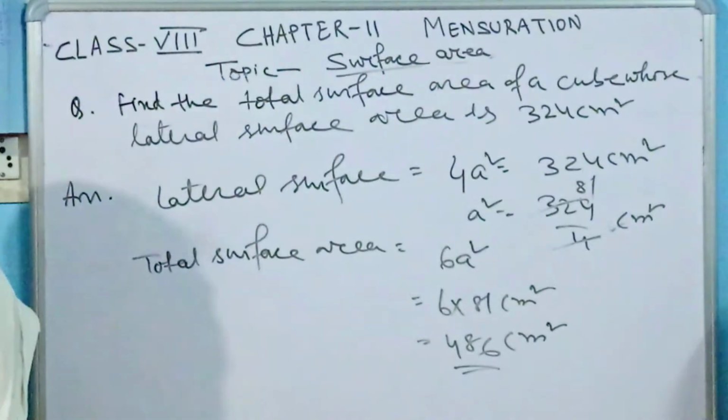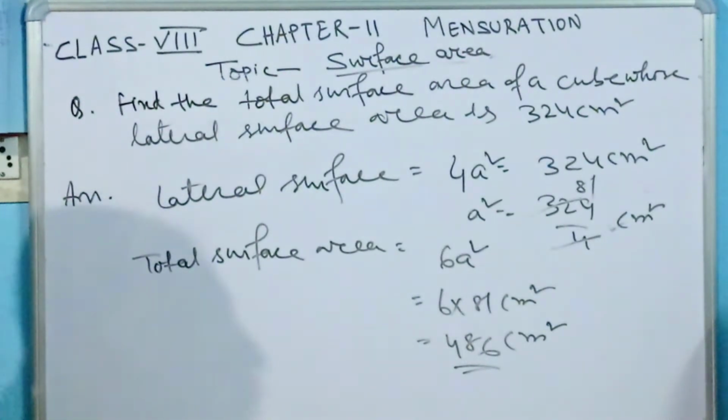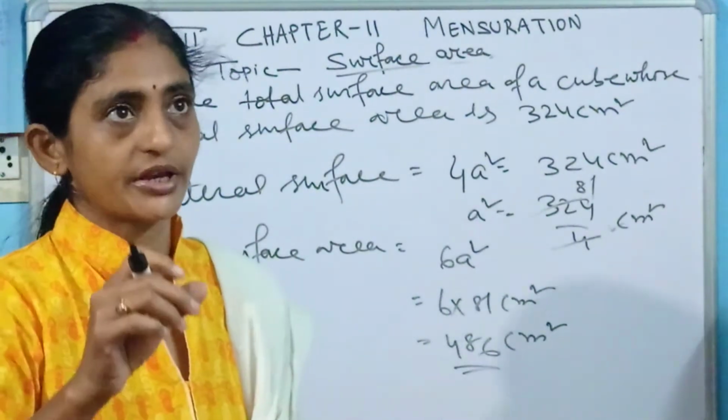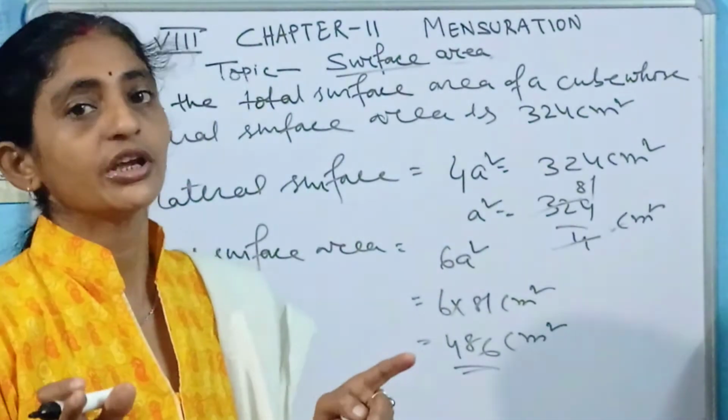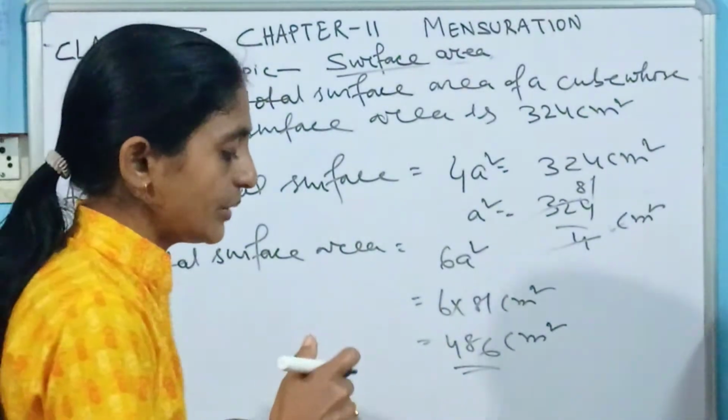Okay, let's come to a different kind of question where 2 cubes have been put side by side. Then what will be the surface area of this resulting cuboid? Let's come to that question.